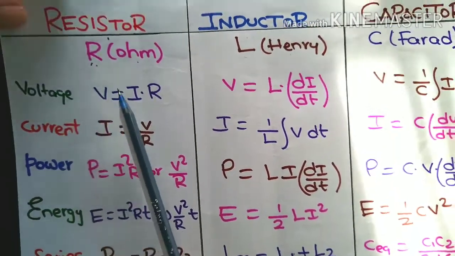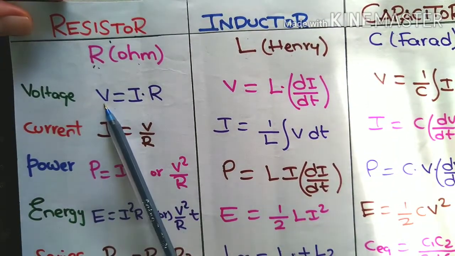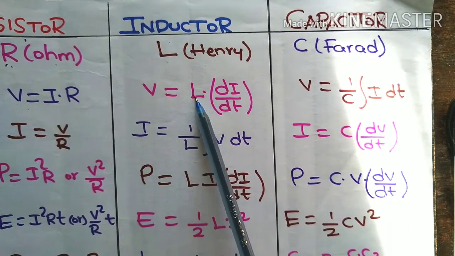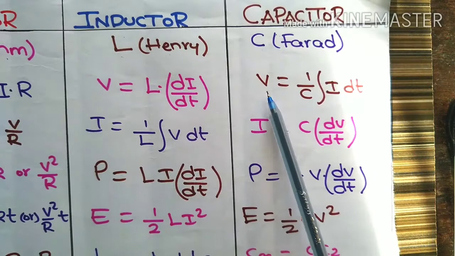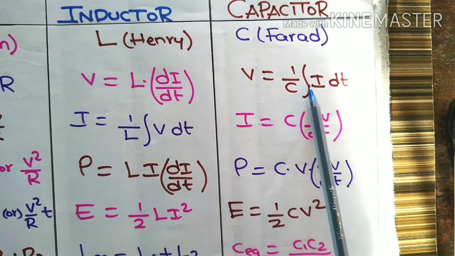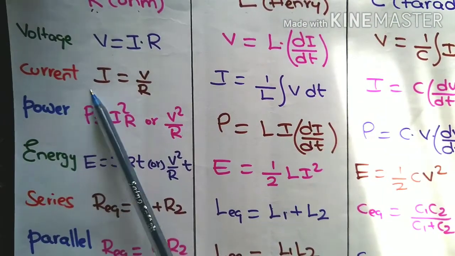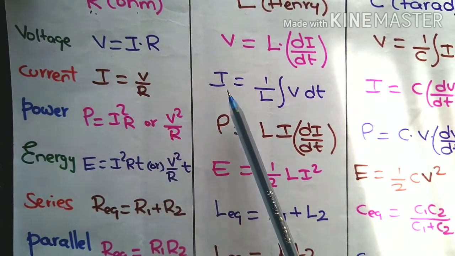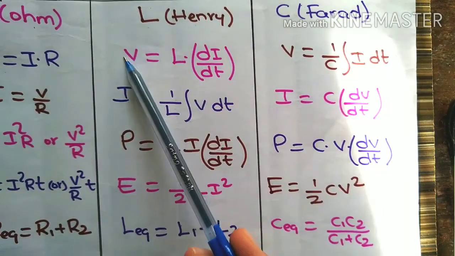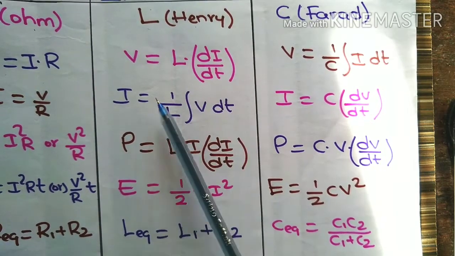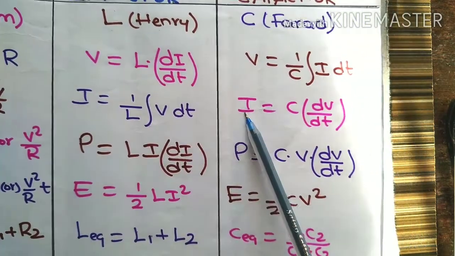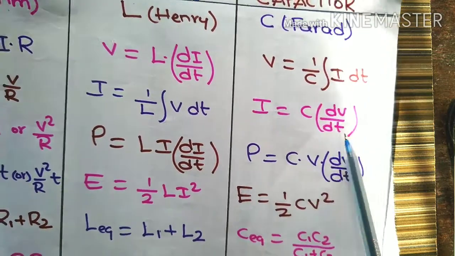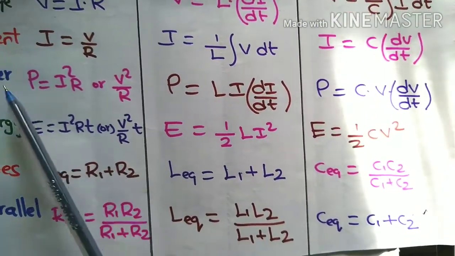Okay, the formula for the voltage for the resistor: V is equal to I into R. For the inductor, the voltage across the inductor is equal to L into di by dt, and the voltage across the capacitor is equal to 1 by C into integral I dt. The current I is equal to, from the above formula, V by R. On integrating V, we will get the value of I: I is equal to 1 by L integral V dt. I is equal to C into dV by dt. On differentiating this, we will get this.